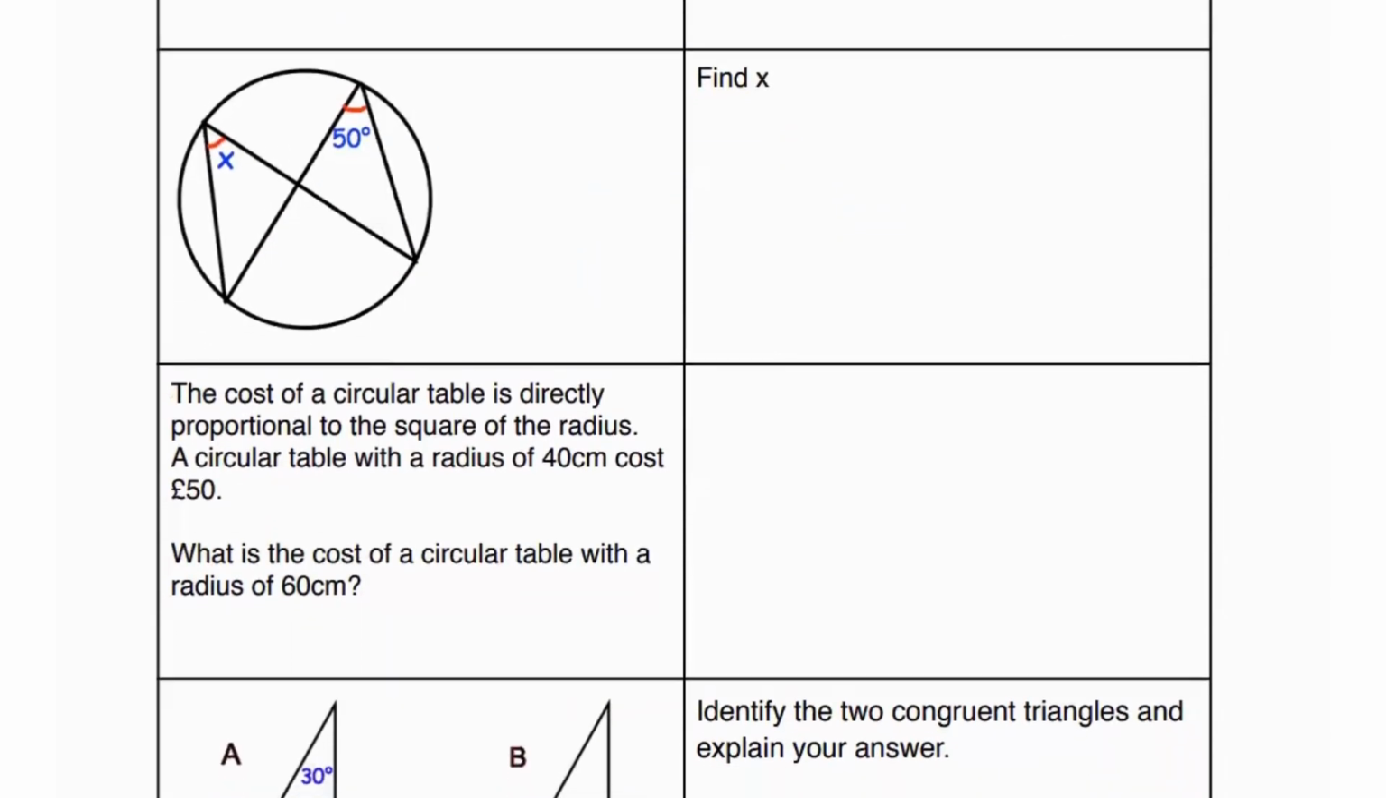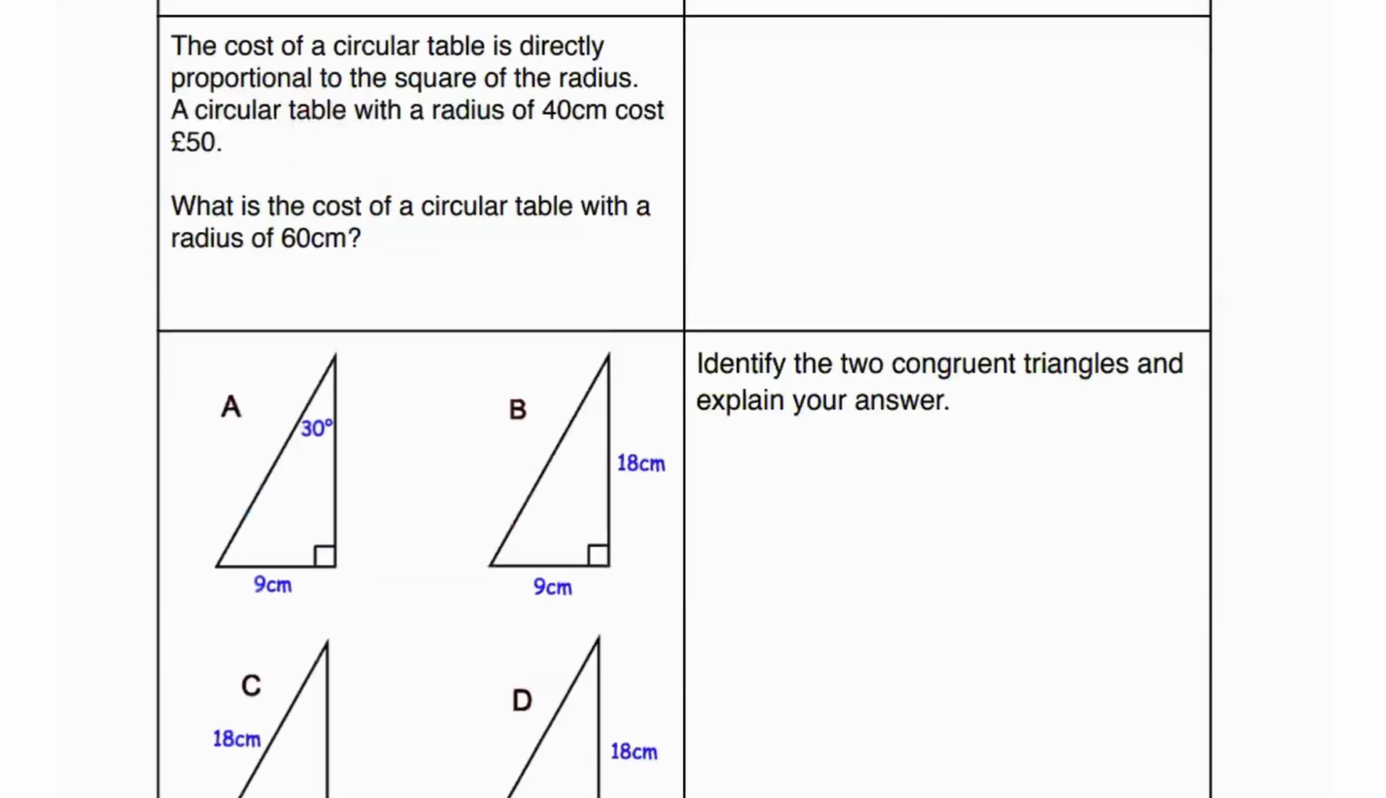Next question says, find the value of x. So this is from circle theorems. We can see that both x and 50 are coming out of the same chord or segment, which means they have the same value. Hence, x equals 50 degrees.